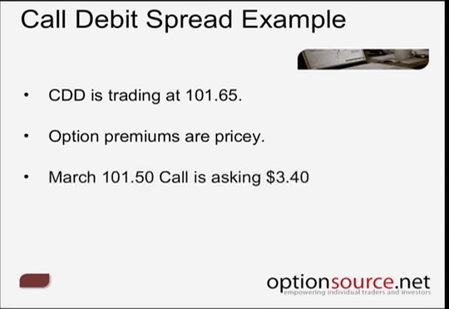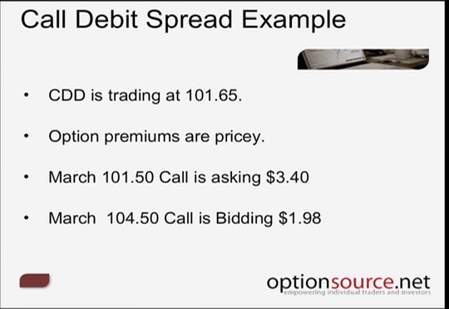Well, the March 101.5 call options at the time this morning were trading at about $3.40. So the market maker was asking $3.40. Just to give you an idea, I was looking at the straight call option example last night, and the ask price was $3. So you can see that when the currency moves during the overnight session, that move is actually already incorporated into the option premium as the market opens. So now we're looking at a 101.5 call option asking $3.40.